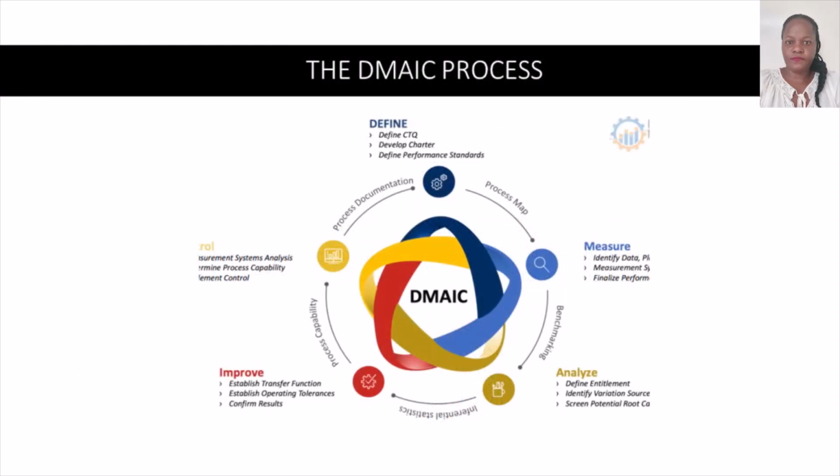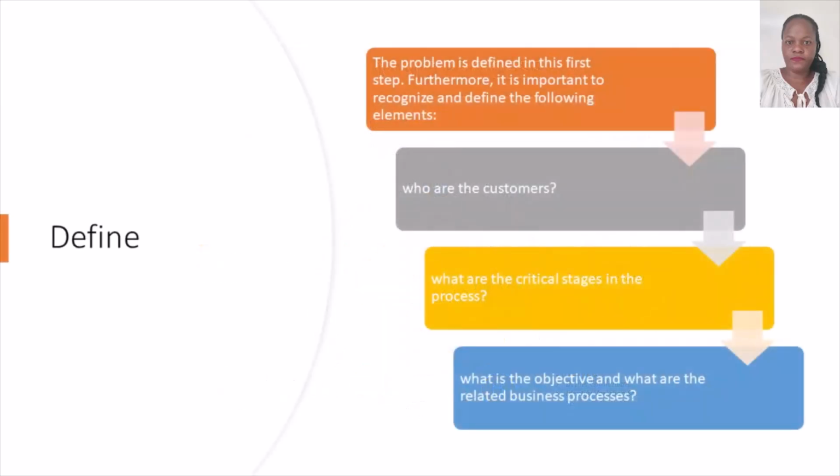The diagram on the slide shows the DMAIC process, where we have the Define, Measure, Analyze, Improve, and Control. And we are going to talk about it in depth in our next slides. So the Define phase talks about problem definition. What is it that is happening?